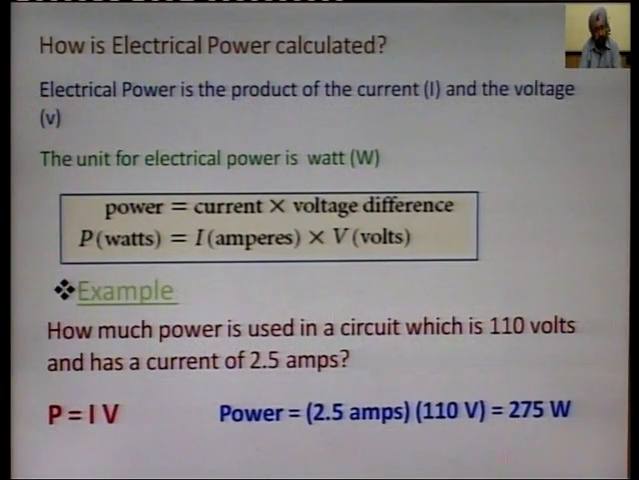How do you calculate electrical power? Electrical power is current into voltage, means it is the product of current and voltage. The SI unit of electrical power is watt.